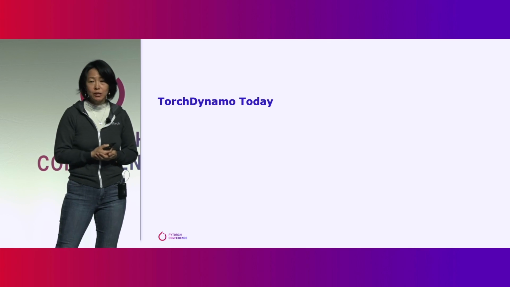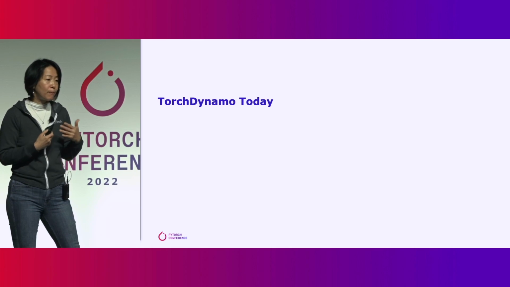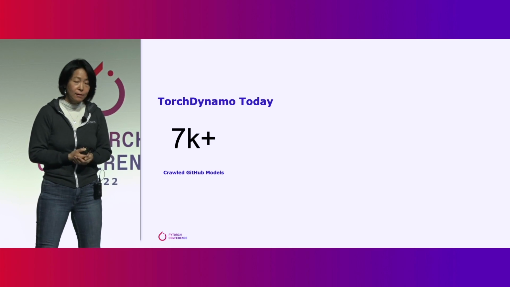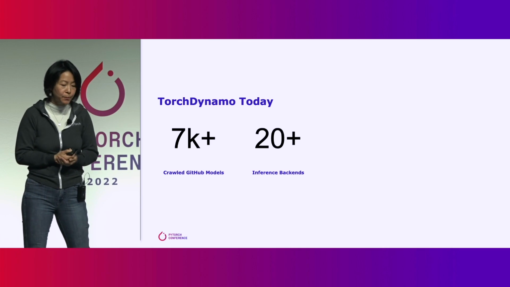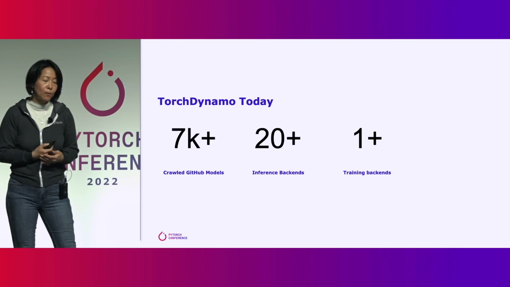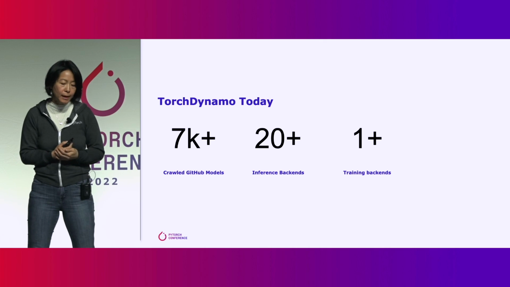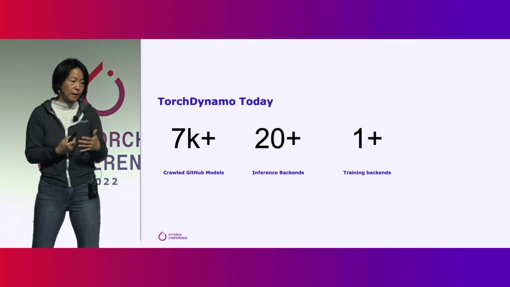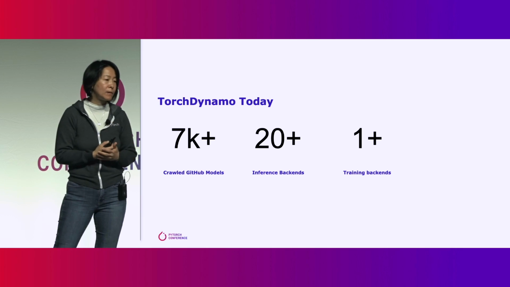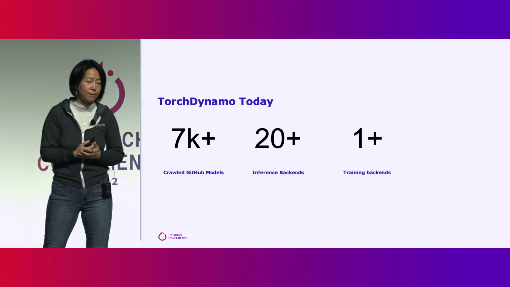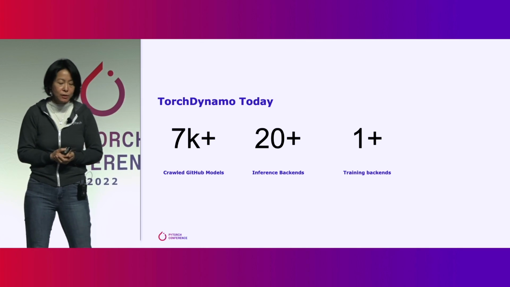So I want to show you some numbers, which Sumit already highlighted in his keynote, that would back the claims we made so far. You have seen this 7K plus model, so this demonstrates that it indeed works out of box. And right now we have more than 20 experimental backends for inference integrated with TorchDynamo, and more than one backend integrated with TorchDynamo for training. The number is smaller on the training side, not because of Dynamo, but because there are just fewer training backends available. And we're working actively with vendors to migrate into this new stack.